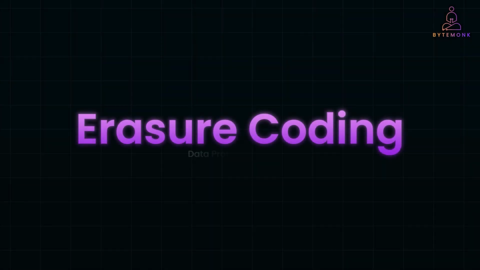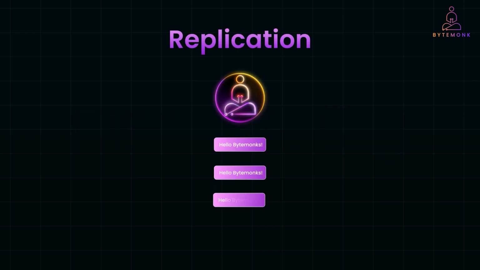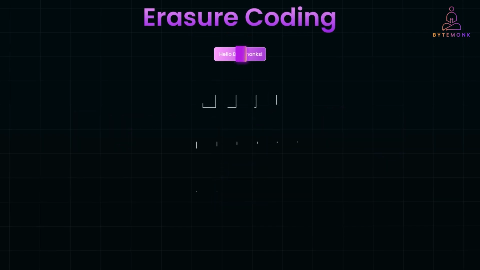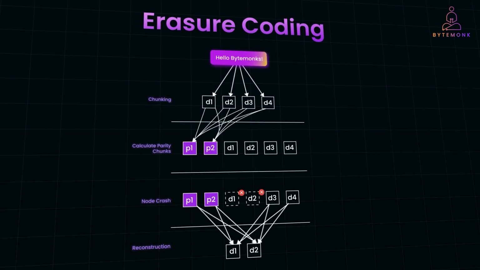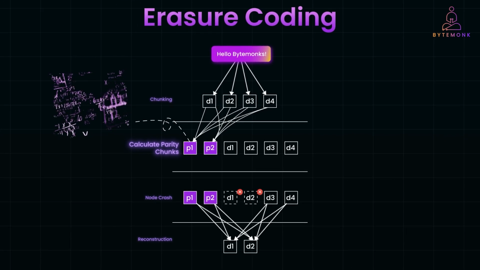Erasure coding is a data protection method that allows a system to recover lost data while using less storage than full replication. Unlike replication, which creates multiple complete copies of data, erasure coding works by splitting data into smaller parts and generating extra parity chunks. We store mathematical information that helps rebuild the original data if some parts are lost.